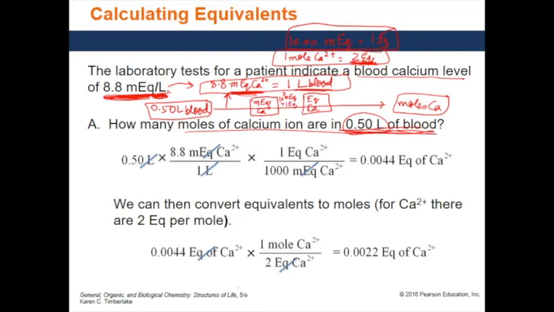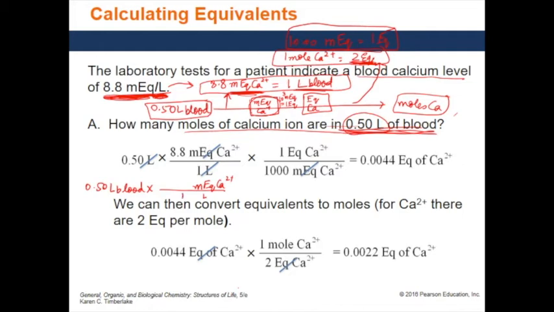And then from equivalents, we can go to moles of calcium by using this conversion factor, which is 1 mole will produce 2 equivalents. So let's start from here. You could do this in different steps or in one step. I'll show you the answer done in one single step following this solution map. So we'll start with what's given, which is 0.50 liters of blood. I want to cancel the liters and convert it into milliequivalents, so I divide by liters and multiply by milliequivalents of calcium.